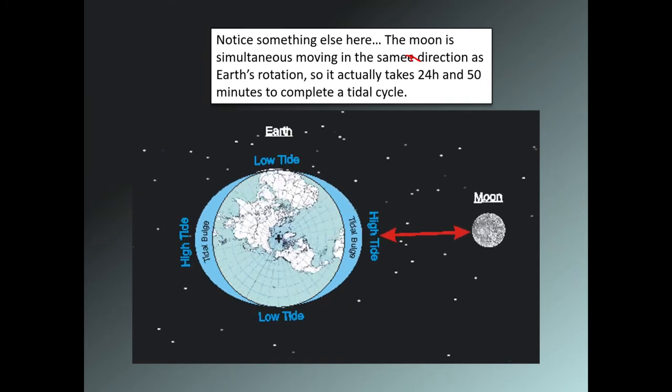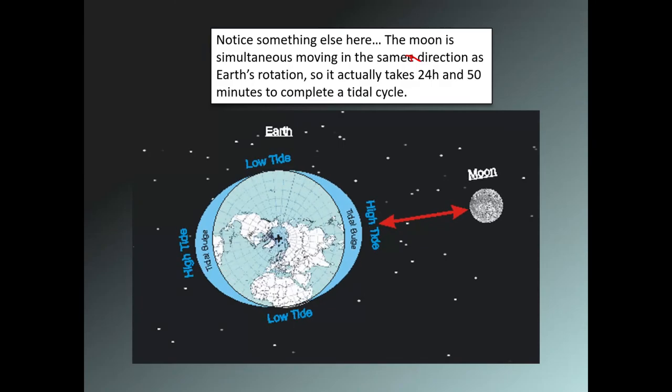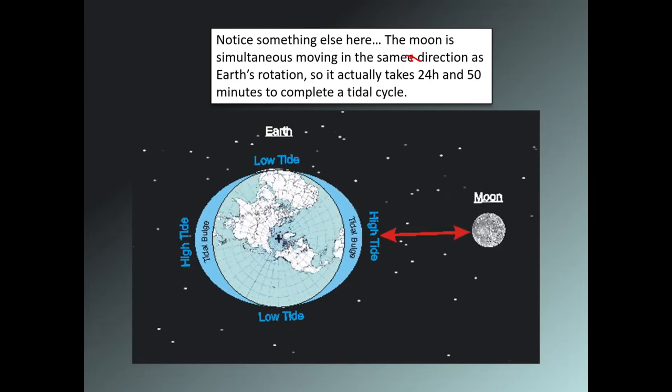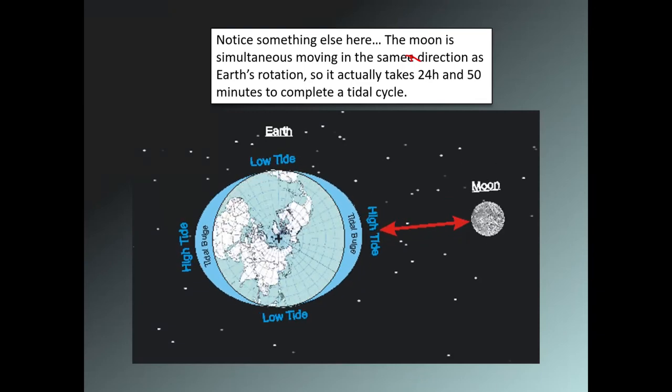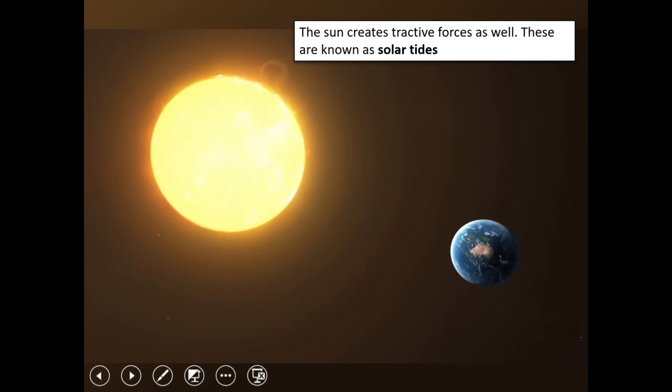A tidal day is the time it takes to complete an entire tidal cycle, high tide to high tide, and it's actually going to be 24 hours and 50 minutes. That's because the moon is simultaneously spinning around the Earth as we spin below the tidal bulges.